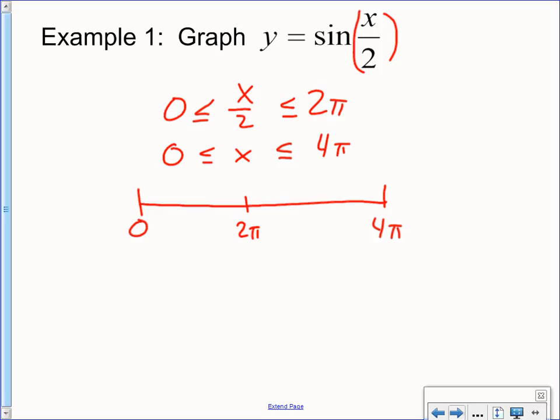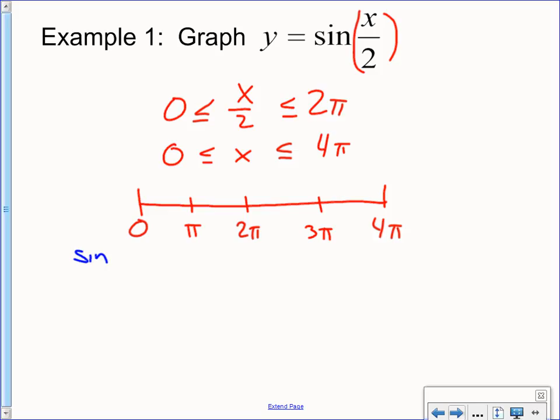Find the middle between 0 and 2 pi. That's easy. That's pi. And between 4 and 2, 3 pi. So find the middle, find the end, find the middle, find the middle, right? I know I'm drawing sine. This is why it's important to know the equivalent. Otherwise, it's a really lengthy process.